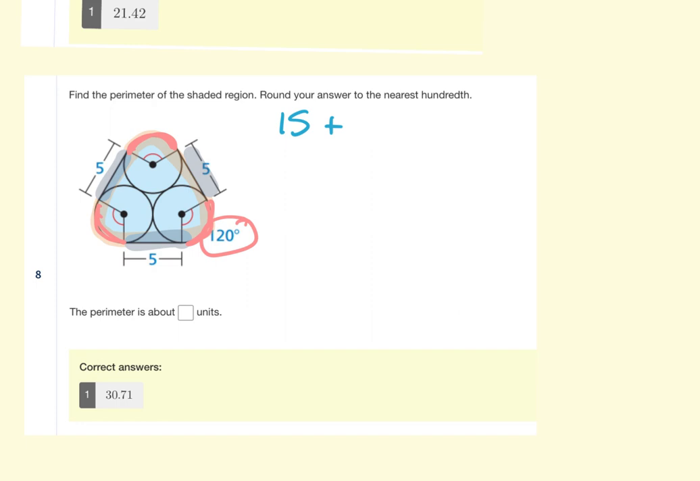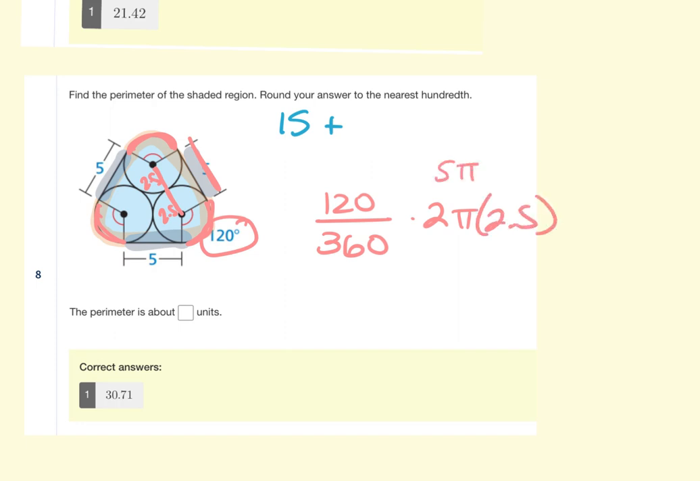The 120 would be the measure of the arc over 360 times 2 times pi. This whole thing is 5, which means this would be 2.5 and this would be 2.5, which would be the radius. Or you could have done pi d, which is 5 pi. Same thing. The 5 was from one center to the other center. Yep. So then I can do this: 1/3 times 5 pi, or 5 pi over 3, plus 15.